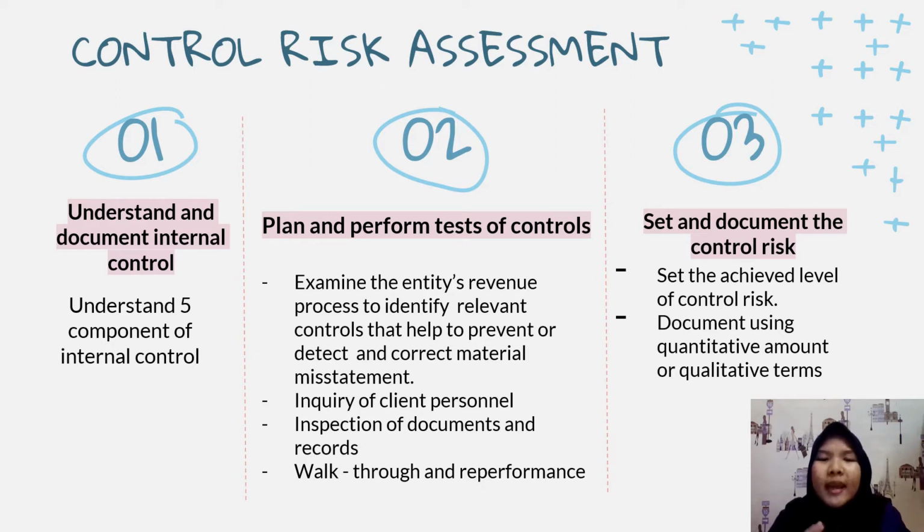Next, the auditor should plan and perform tests of control. The auditor should examine the entity's revenue process to identify relevant controls that help to prevent or detect and correct material misstatement. For example, inquiry of client personnel, inspection of documents and records, walkthrough and re-performance. The last step is to set and document the control risk. When the tests of control have been completed, the auditor should set the achieved level of control risk. The auditor should document the achieved level of control risk for the revenue process using either quantitative amount or qualitative terms such as low, medium, and high.